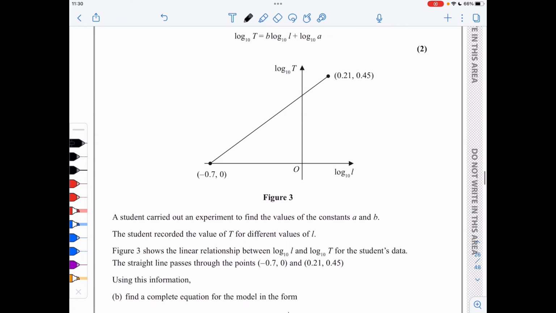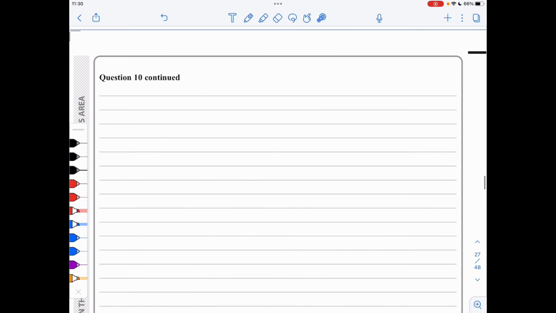We then have a student who carried out the experiment. They have plotted log T against log L, and it seems to be a linear relationship with a straight line passing through these 2 points. We need to find a complete equation of the model. So my starting point will be exactly by considering these 2 points which are given, the minus 0.7, 0.21, and 0.45. I will start by finding the gradient.